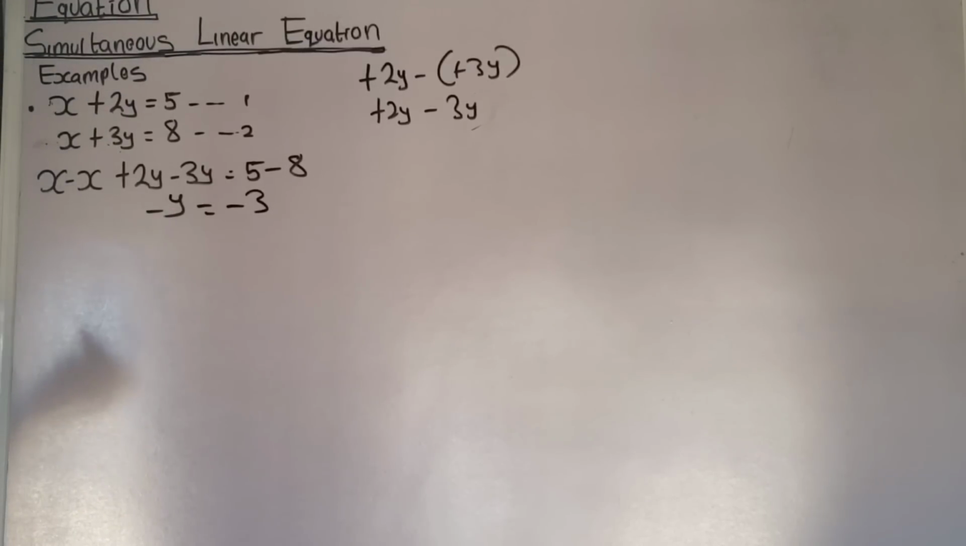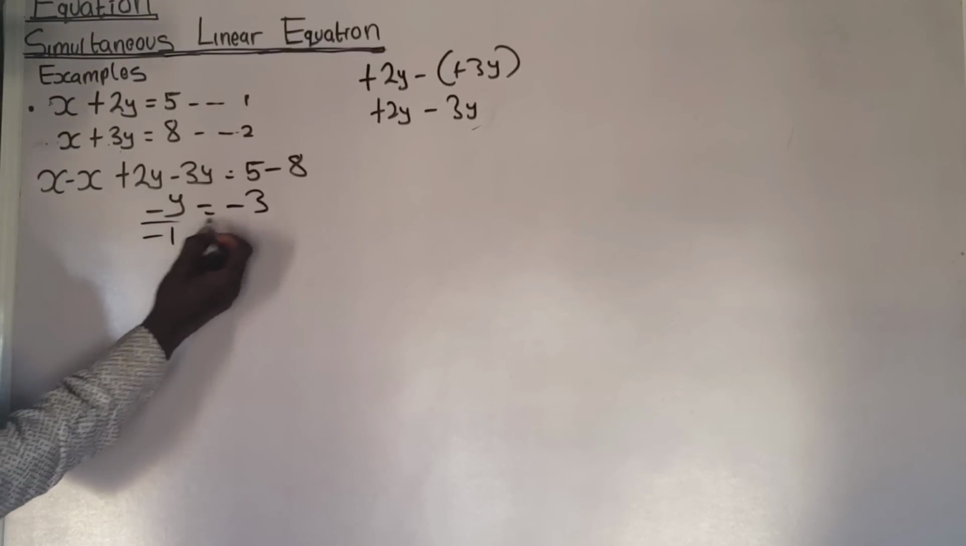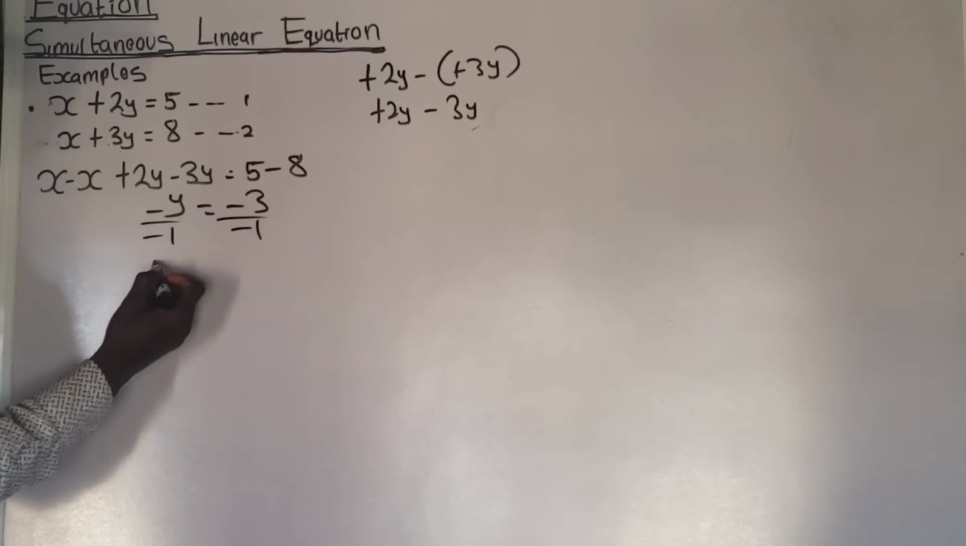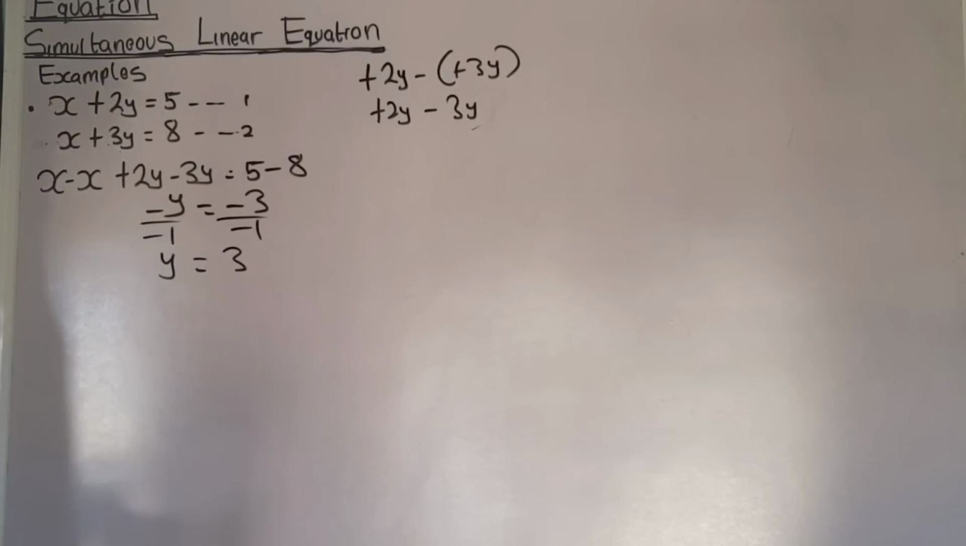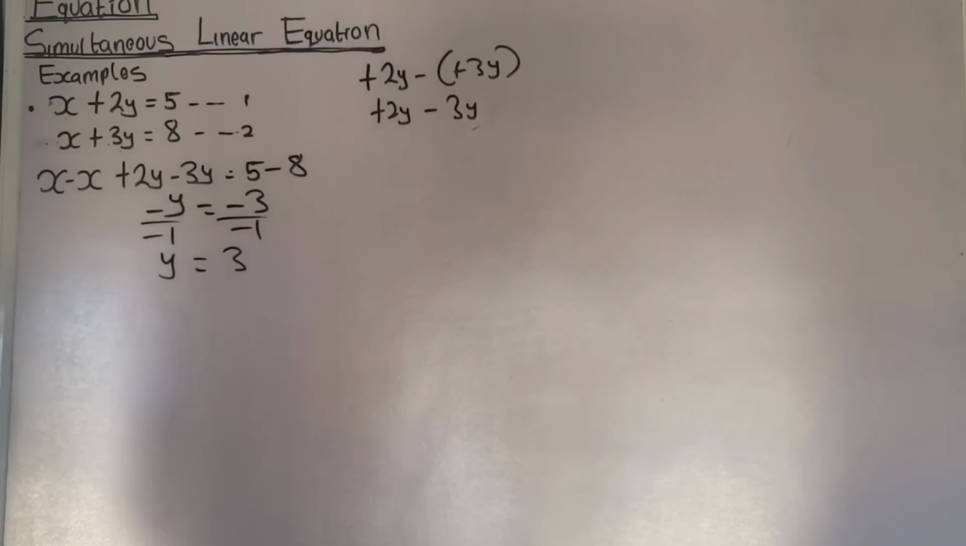So you can divide both sides by negative 1. I'm going to have y is equals to 3. You understand? So that is the value of y. Now, we can now solve for the value of x since we have gotten the value of y. How do we get the value of x?